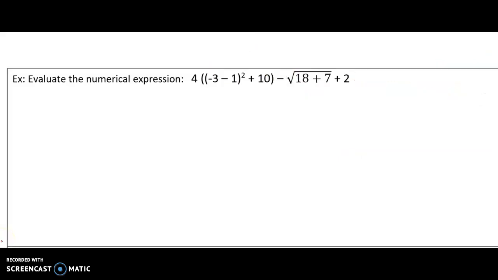In my third example, I'm going to work with parentheses first. And I have some fabulous little nested parentheses right here. So I'm going to work those nested parentheses from the inside out. Meaning, I'm going to do negative 3 minus 1 first. Negative 3 minus 1 is negative 4. Then I'm going to take negative 4 squared, which means negative 4 times negative 4, which is positive 16. And then I'm going to add 10, and that's all just in my parentheses. So 16 plus 10 is 26.